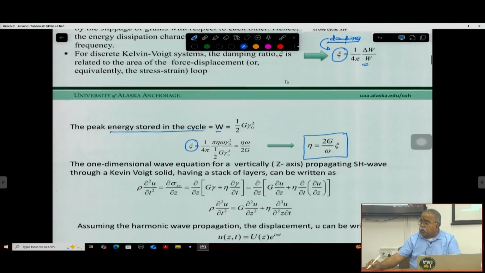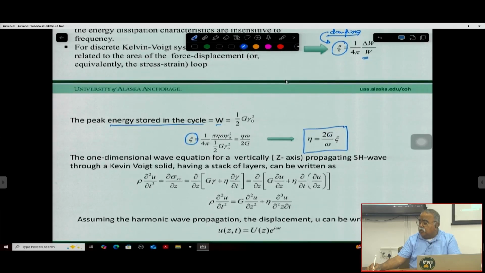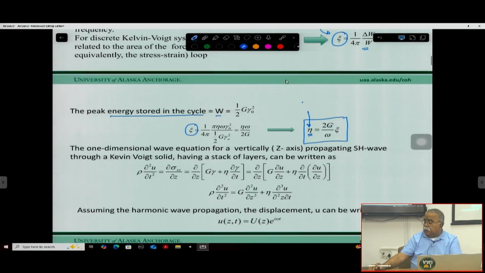Okay, so eta will be equal to twice the shear modulus divided by the loading frequency, into zeta. That is the coefficient of viscosity of the medium, right? So it depends upon the damping of the solid, right? Is it okay up to this much? Is it clear?